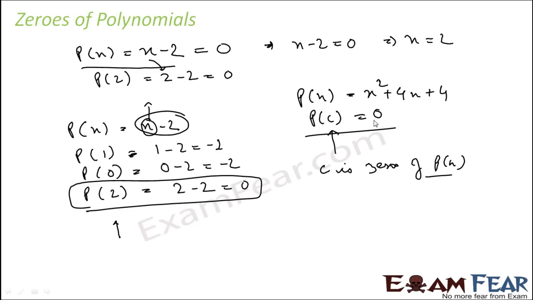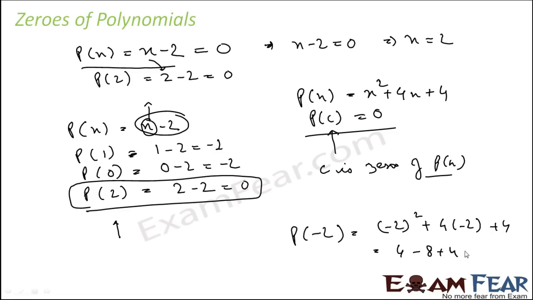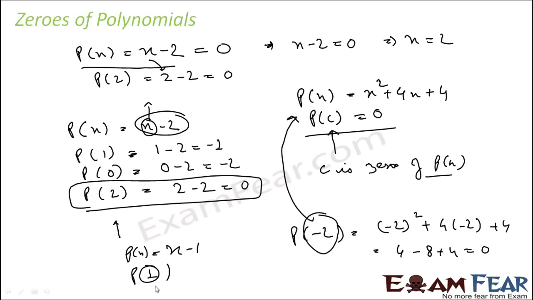For example, let's find the value of p of minus 2 for x square plus 4x plus 4. Minus 2 square plus 4 times minus 2 plus 4 becomes 4 minus 8 plus 4, and that is 0. So at minus 2, this p(x) becomes 0, so minus 2 is the zero of this polynomial. If you have another polynomial, let's suppose x minus 1, this polynomial will become 0 at x equal to 1, so 1 is the zero of this polynomial. Similarly, 2 is the zero of x minus 2, and minus 2 is the zero of this polynomial.